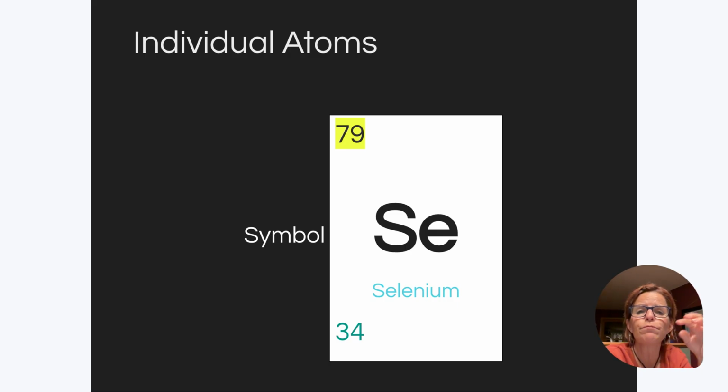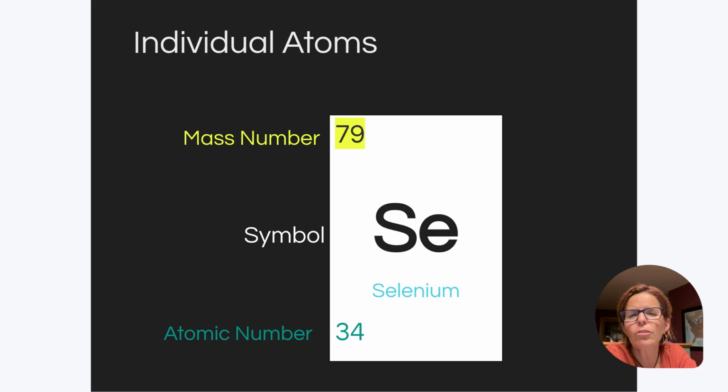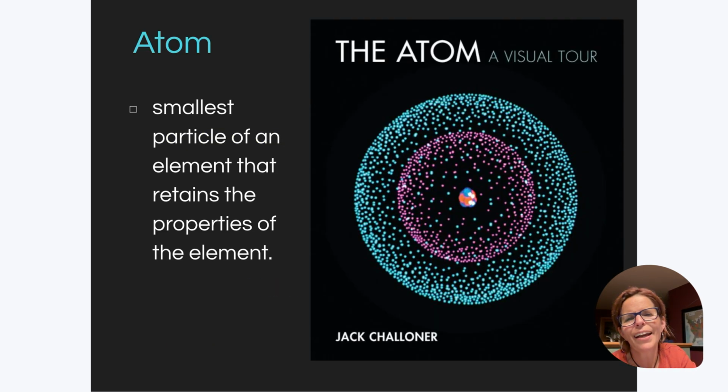It's a capital letter. And if there's a second letter, it's going to be a lowercase letter. The atomic number is the smaller whole number, and then the mass number is the larger whole number. Some periodic tables, this number up here actually is a decimal, and we'll explain why that is. So not all periodic tables have it as a whole number. We'll explain that. All right, so what is an atom specifically?